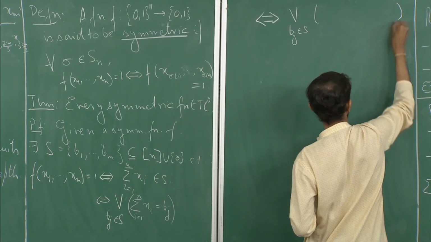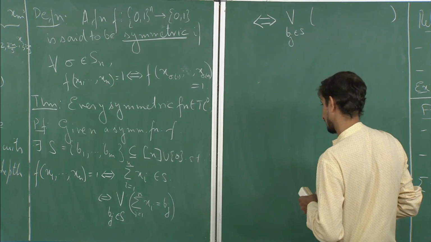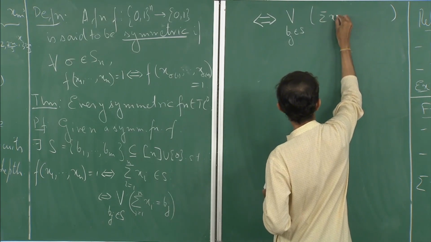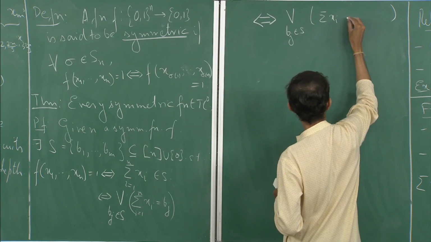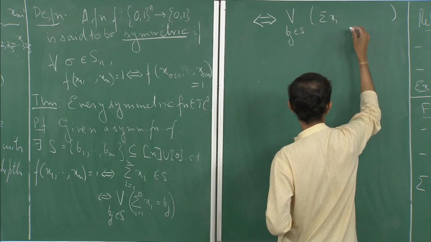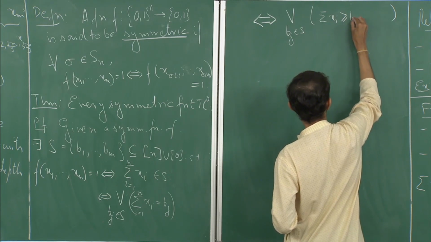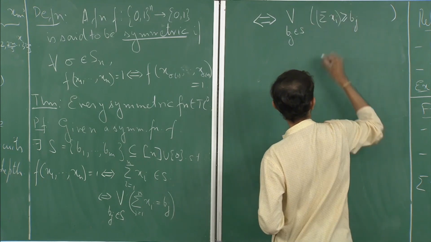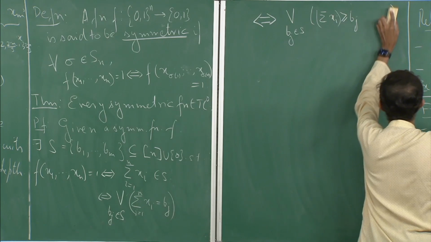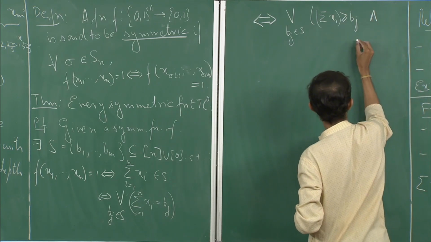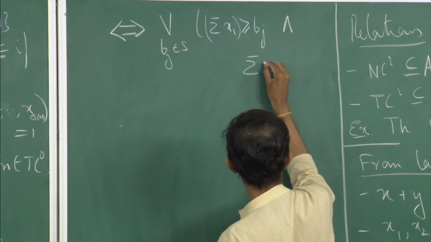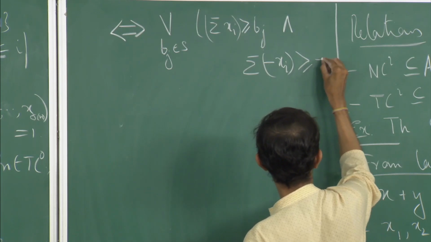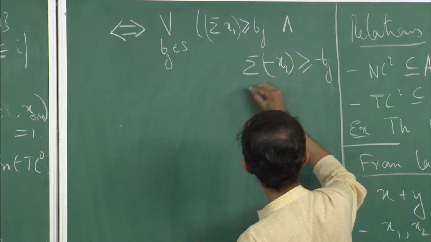And now how can you write this as a threshold function? If my threshold function was greater than or equal to, then I can write this as sigma xi greater than or equal to Bj, and sigma of minus xi greater than or equal to minus Bj.